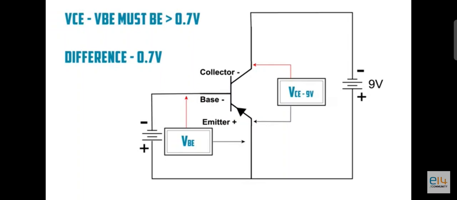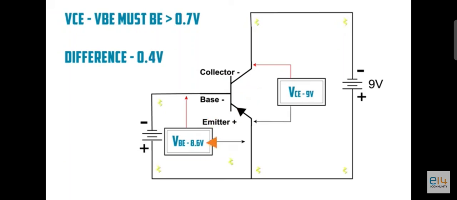Now let's look at PNP transistors. For a PNP transistor, rather than needing a minimum of 0.7 volts on the base of the transistor, there needs to be a minimum difference of 0.7 volts between the VCE, collector-emitter voltage, and the VBE, base-emitter voltage. Let's say our circuit power supply is a 9-volt battery again. The base-emitter voltage would need to be no more than 8.3 volts for the transistor to turn on and allow current to flow between the collector and emitter.